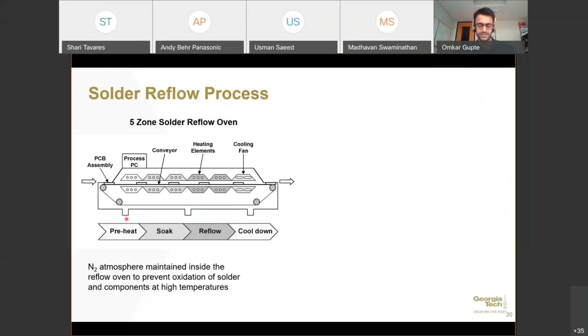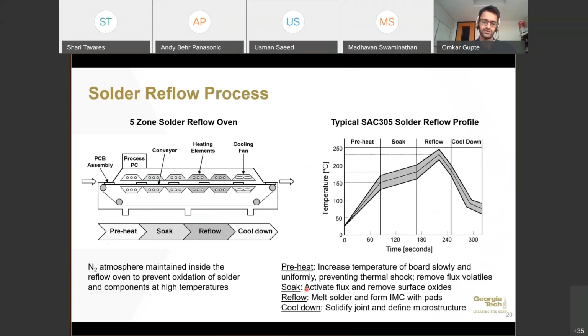So this is a typical 5-zone reflow oven, which is used. In the industry, 8-zone and 10-zone reflow ovens are also used, which have better control over the temperatures in different zones. There are four standard stages that the solder goes through during the reflow step, and those are preheat, soak, reflow, and cool down. So this graph here shows a typical solder reflow profile for the SAC 305 solder.